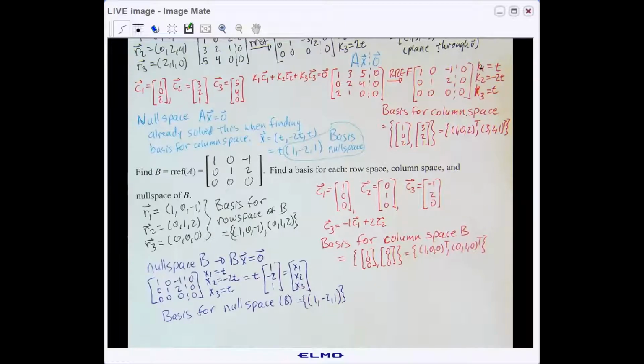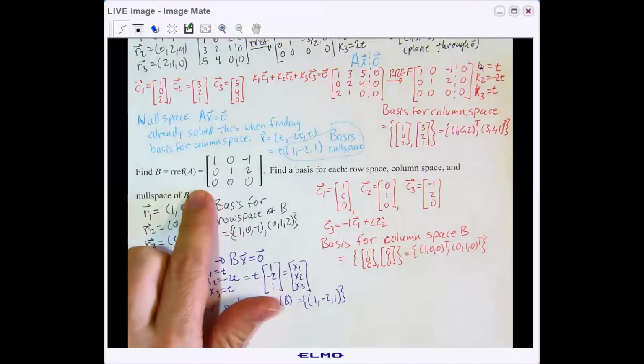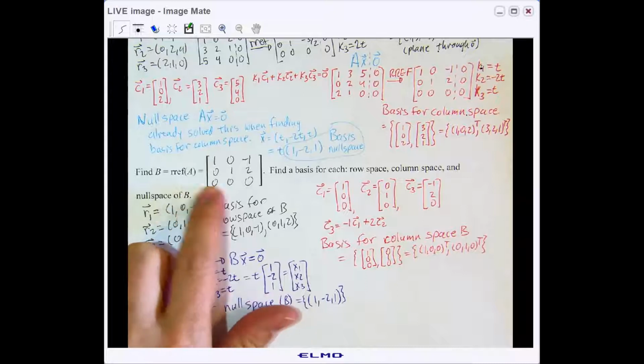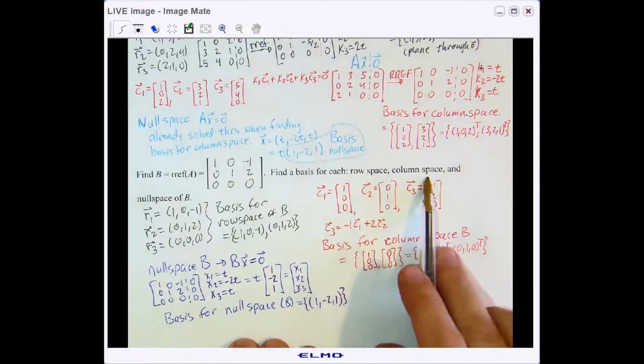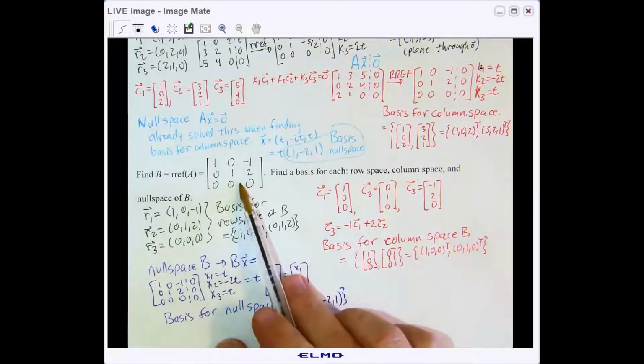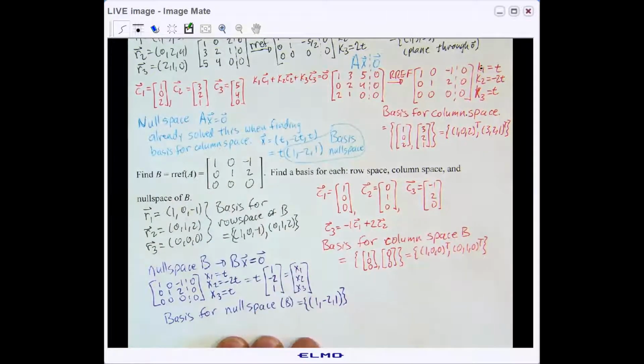Welcome back to part 3 of section 5.5. At the end of part 2, we left you with the A matrix and had you find the reduced row echelon form of it, and the assignment to find a basis for each of the row space, column space, and null space of this new B matrix to make a point here.